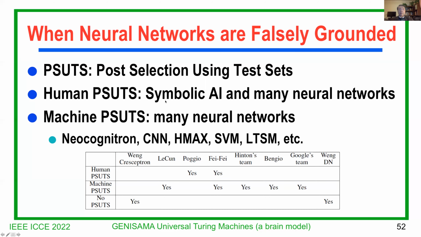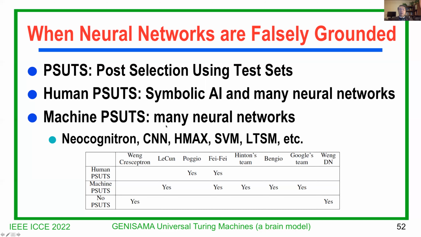HMAX is like that. Fukushima's work in IEEE Transactions on Systems, Man, and Cybernetics also did that, all right? So it's symbolic AI, and many neural networks use humans to handcraft representations. And symbolic AI is the design of a micro world. It's handcrafted.